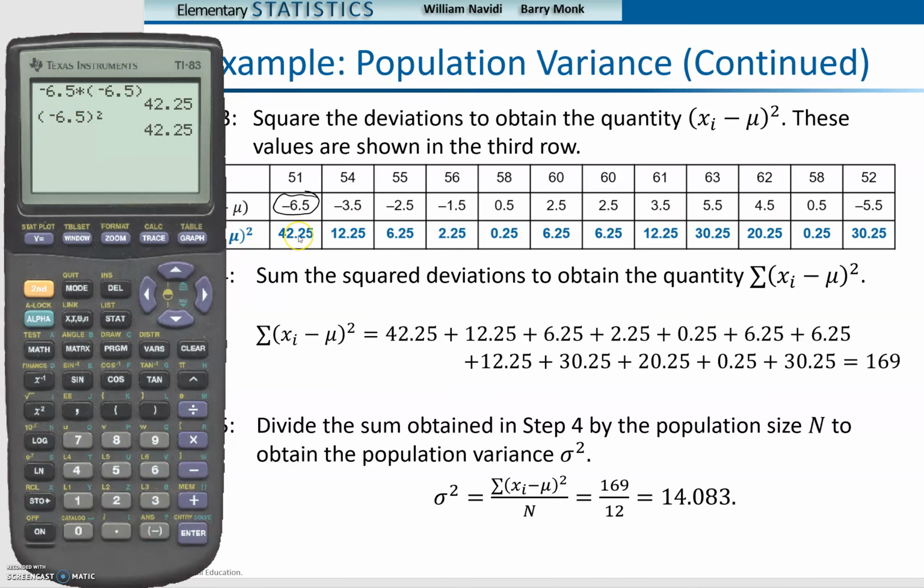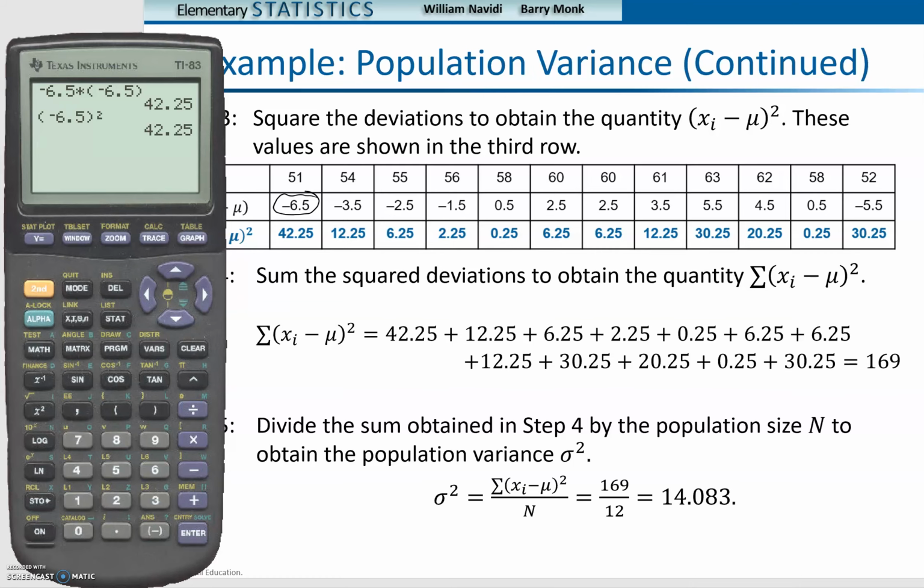Another way you could do it is just realizing that anytime you square a number, it will always be positive. So all of these numbers, you're just basically multiplying them by themselves. Negative 3.5 times negative 3.5 is going to give you a positive 12.25. Every single one of these is squared.